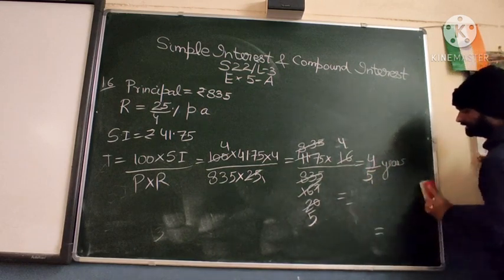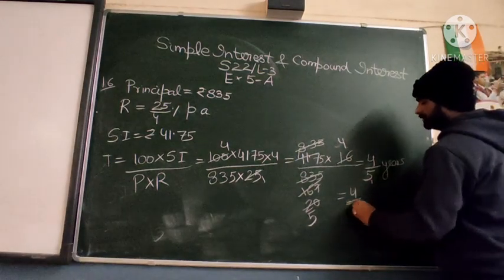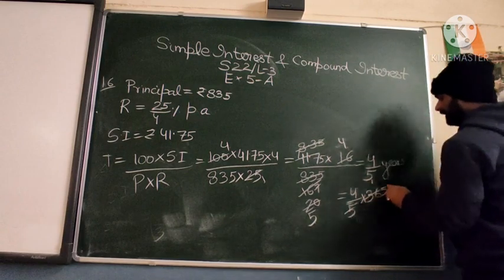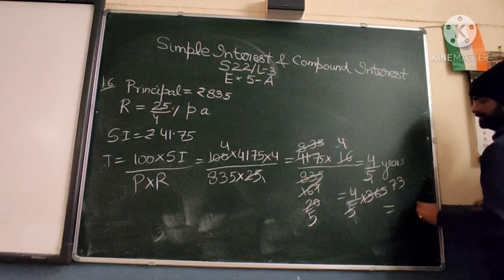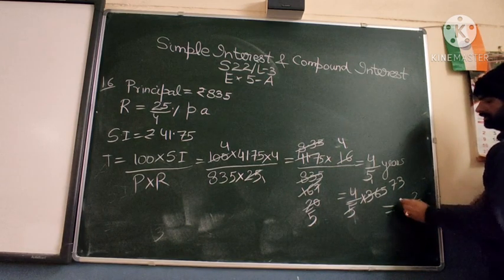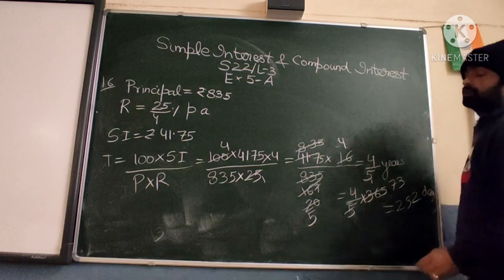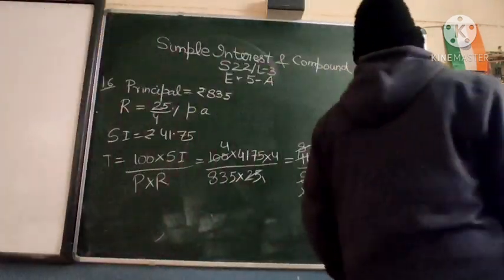So multiply this by 365. So 4 by 5 will be 365. That means 135 and 1. That means 3 for the 12, 2, 1. So 292 days will come. 292 days has come. Now, these 292 days, we can divide to see how many months are coming.